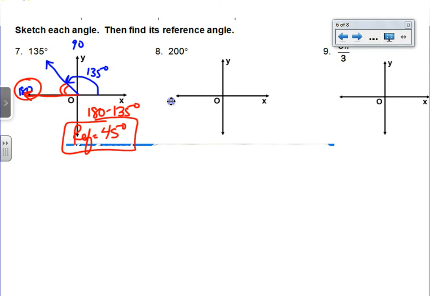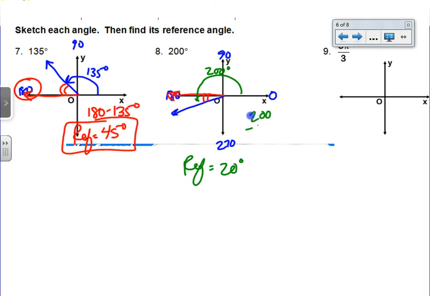Okay, number 8, 200 degrees. Remember this is 0, this is 90, this is 180, this is 270. So where would be 200 degrees? Third quadrant. So if I found the distance between him and his nearest x-axis, this would be his nearest x-axis. I need you guys to calculate for me. Remember this was 200 from here to here. Yep, his reference angle, I heard, was 20 degrees. And we found that by doing the angle 200 minus 180.